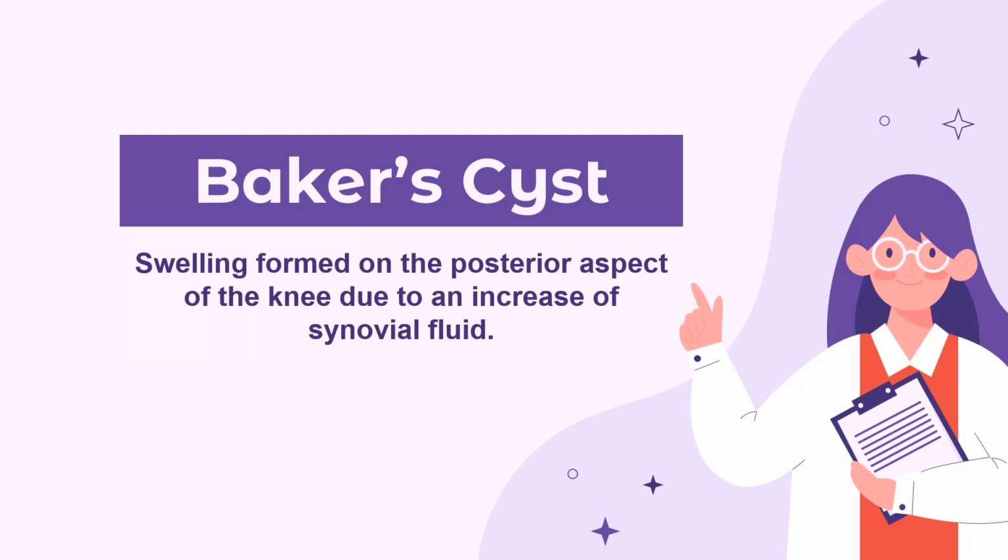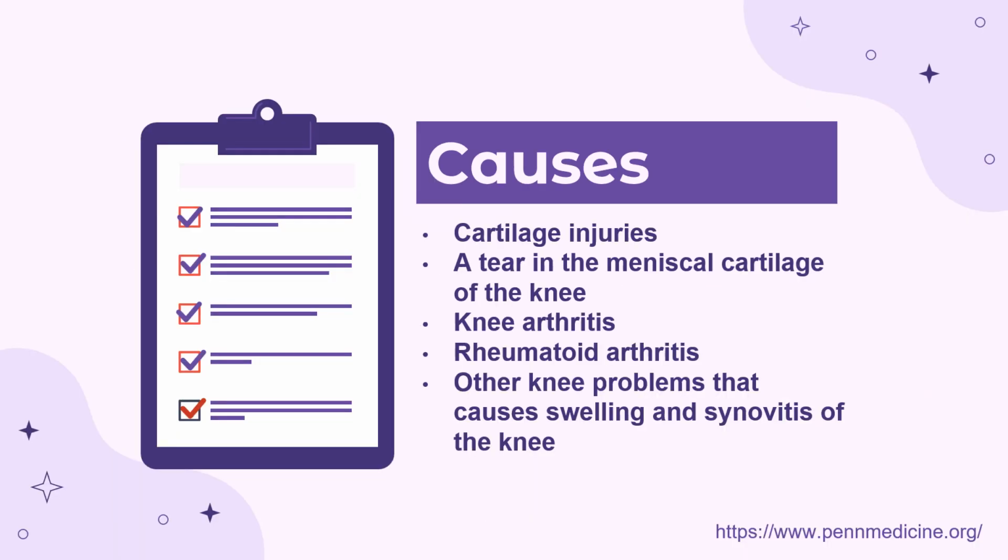So what is a Baker's cyst? Also known as a popliteal cyst or a popliteal synovial cyst, it is swelling formed on the posterior aspect of the knee, known as the popliteal fossa, due to an increase of synovial fluid. They are most commonly associated with degenerative conditions of the knees.